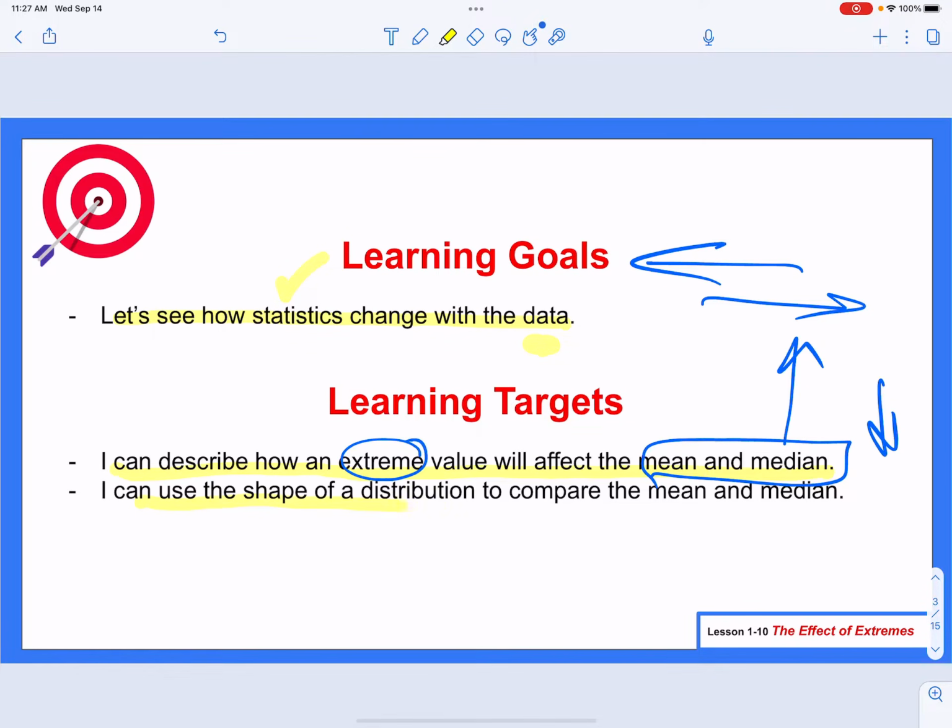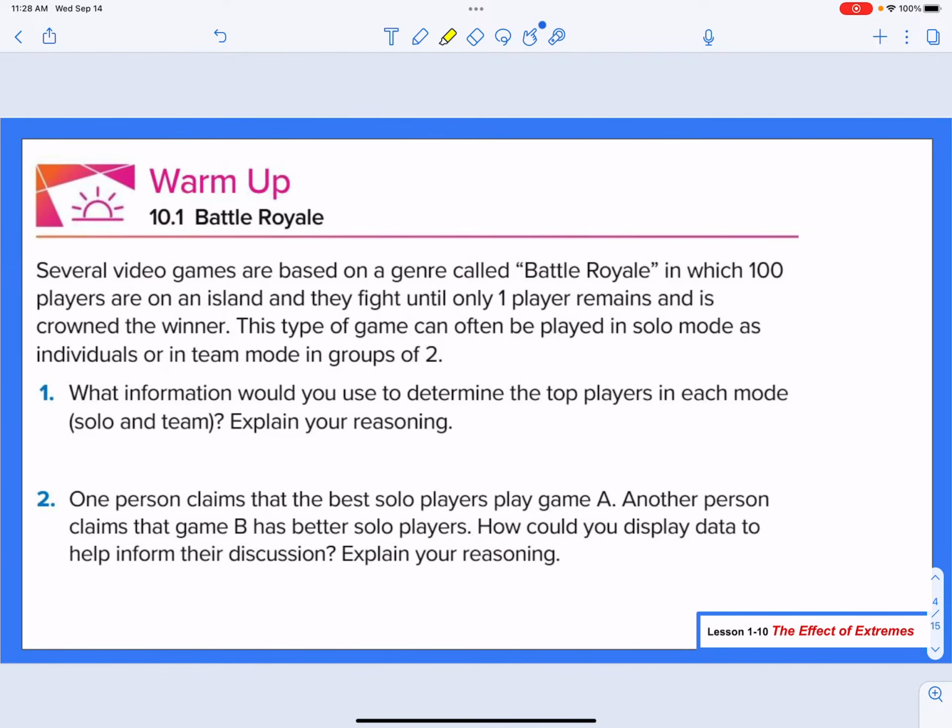I can use a shape of distribution to compare the mean and median. So whether that shape happens to be skewed or whatever it might be, we can use that information to compare mean and median. Your warm-up says that several video games are based on a genre called Battle Royale, in which 100 players are on an island and they fight until only one player remains and is crowned the winner. This type of game can be played in solo mode or in team mode, okay?